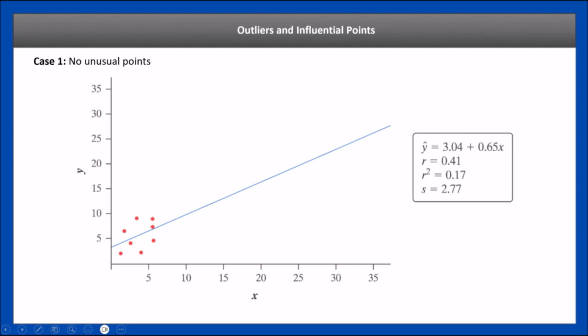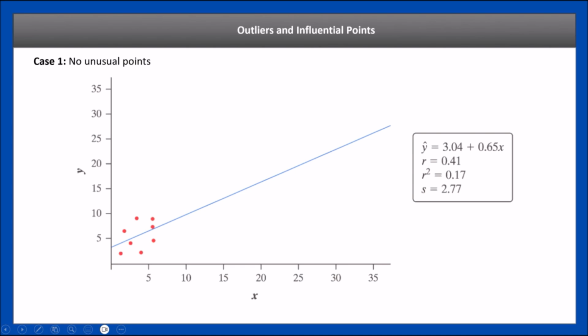Okay, so let's look at a few cases here for outliers and influential points. The first case is when you have no outliers, you just have your data set. So let's assume that we don't have anything unusual, we don't have any influential points. Then in this case, the R value is 0.41 for this data set. It's not terribly strong, it's on the moderate side, going onto the weaker side. But here's the equation of your least squares regression line, and there's your R value. So nothing influential here.